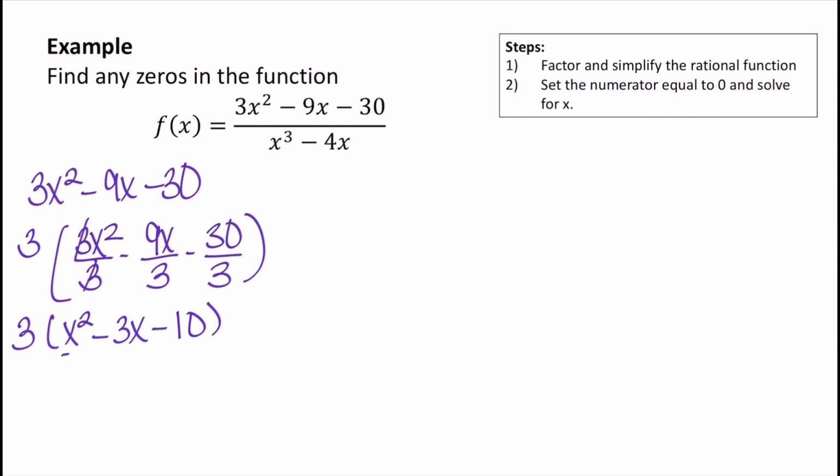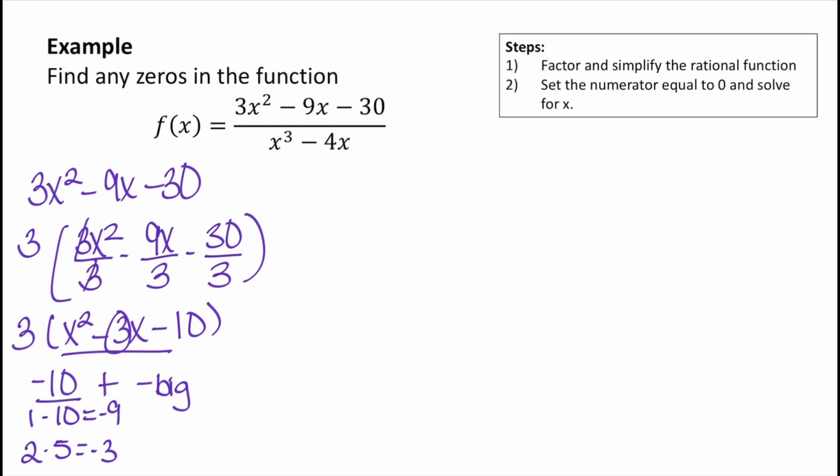So now I'm going to factor this part on the inside, so I have negative 10, need a positive factor and a negative factor. Since b is negative, I'm going to make my bigger factor negative. Okay, so I have 1 and 10 and 2 and 5. Bigger factor needs to be negative. 1 and negative 10 is negative 9, so that won't work. 2 and negative 5 is negative 3, so those are going to be my factors. Okay, so the factored form is going to be 3 times x plus 2 times x minus 5.